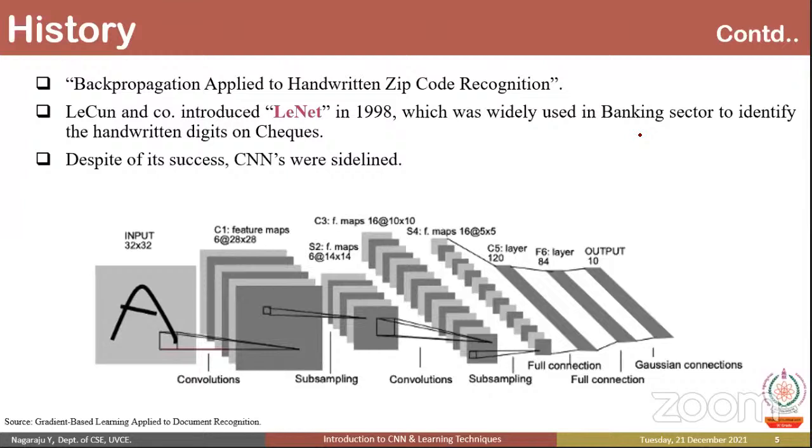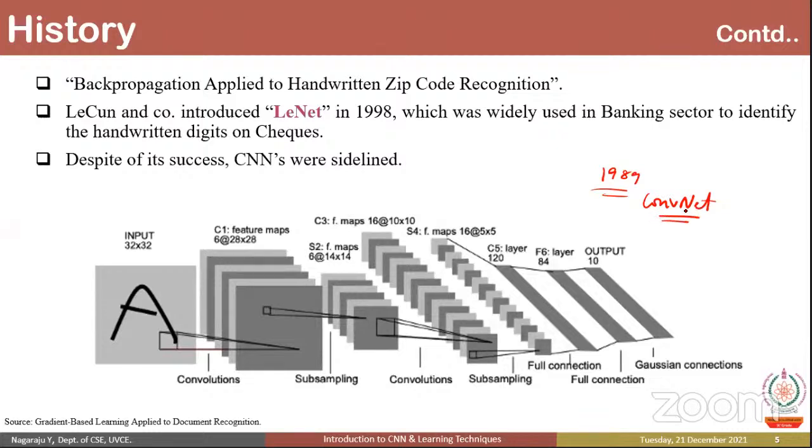LeNet is not the first one they introduced. Actually, in 1989, they introduced something called ConvNet. This is the first model they introduced, and they adopted the backpropagation technique, and that model was particularly for recognizing handwritten zip codes.